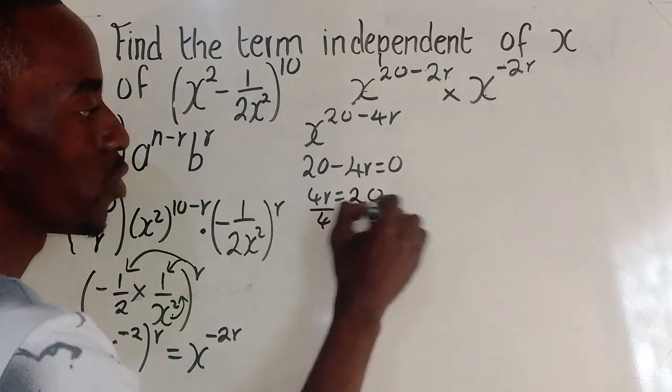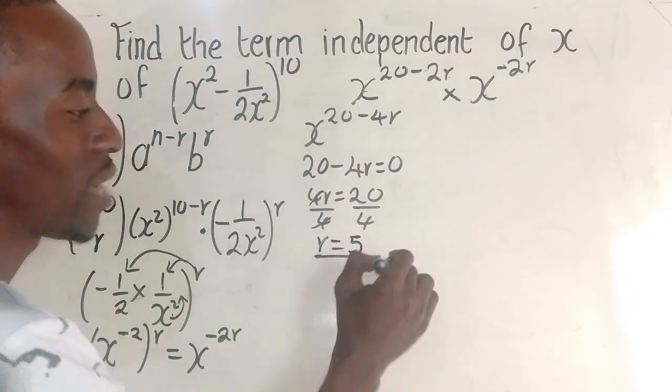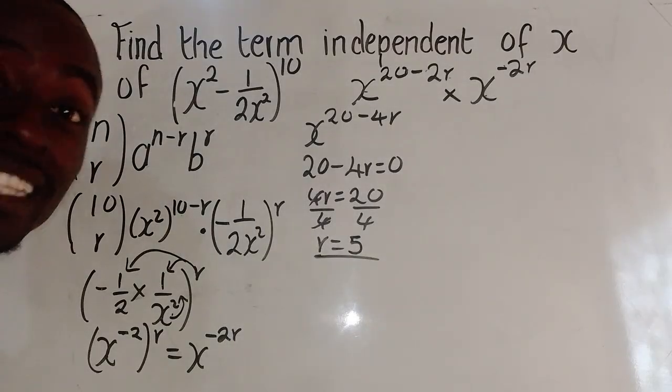You divide with 4, you divide with 4, you cancel. So r is equal to 5. I hope you are following. This is the first part.